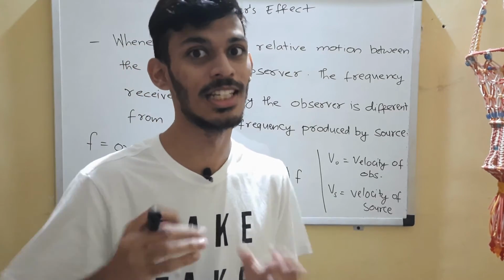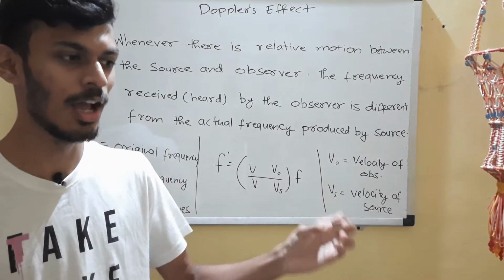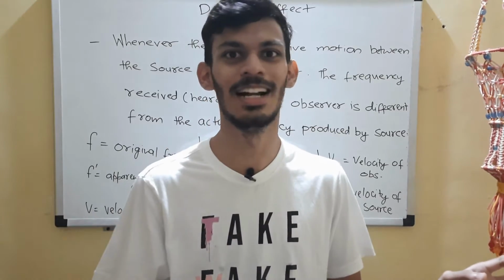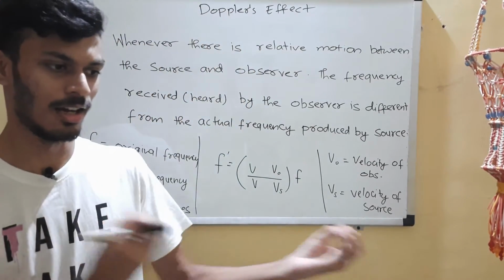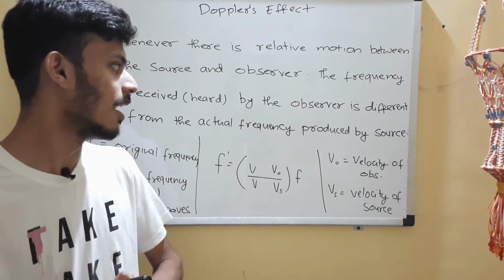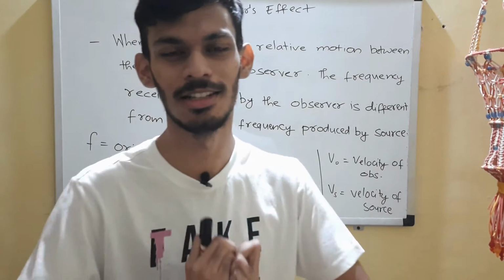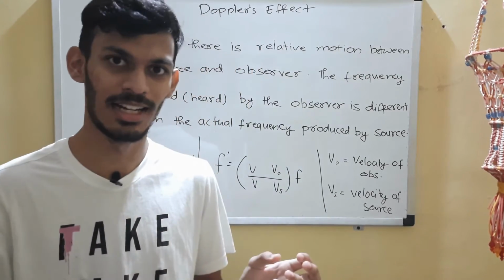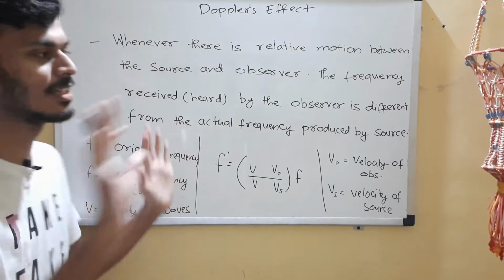The source is emitting a frequency of 100 hertz. There is relative motion between the two, so the frequency of the wave as heard by the observer will not be 100 hertz. It can be something bigger or something smaller, depending on the type of relative motion between them. We'll come to that. But anyway, the frequency heard by the observer will not be the same as that emitted by the source. And this is nothing but Doppler's effect.